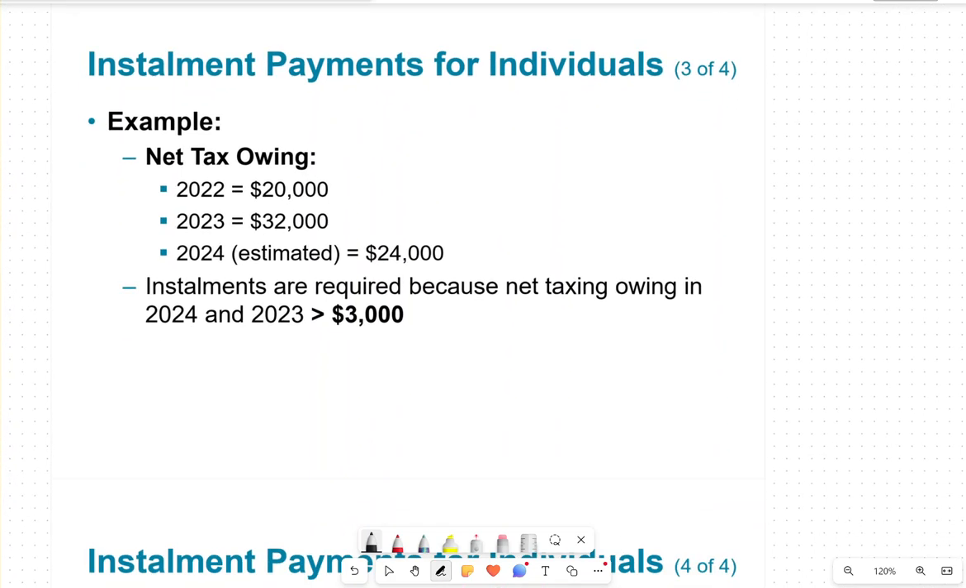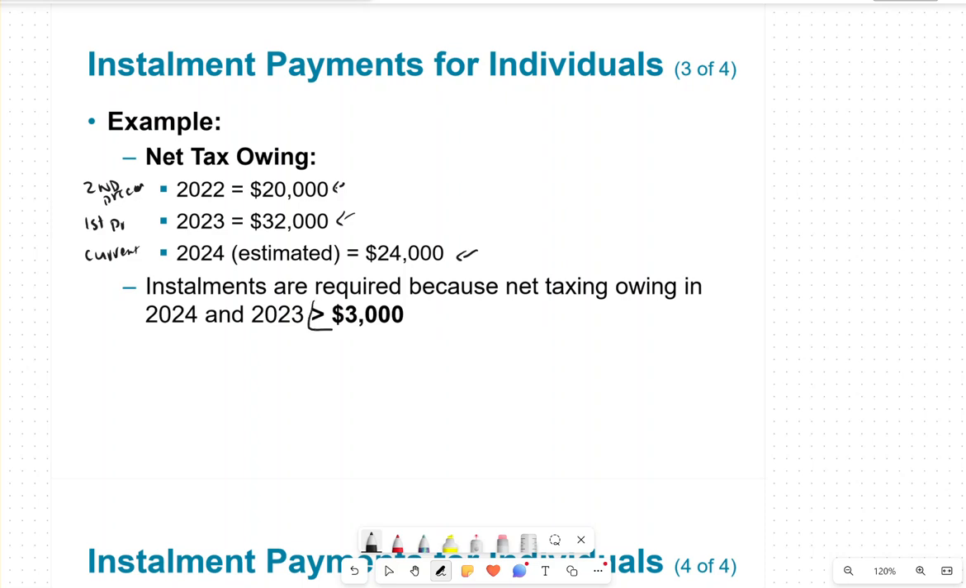This is my current year, 2023. This is my first preceding year. This is my second preceding year, when we say preceding year. First of all, this is the net tax owing. As an individual, you owe 20,000 in 22, 32,000 in 23, and you estimated it is going to be 24,000.